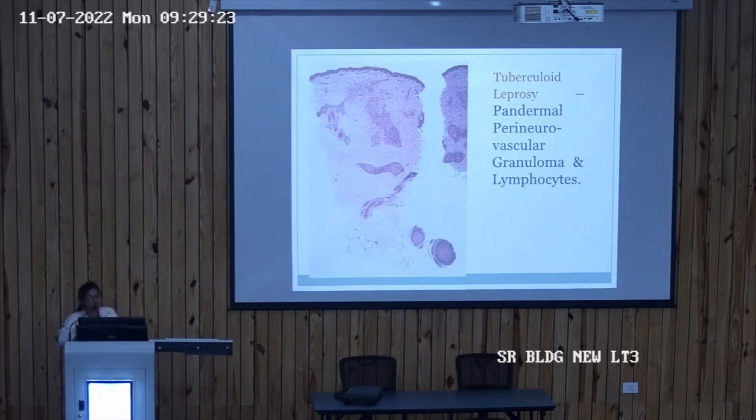So this is a picture of tuberculoid leprosy. Can you see the pink line above the dark one? That is the epidermis. This is a biopsy of skin. That is the epidermis, and below it, the whole light pink area is the dermis. So epidermis and the dermis. In the dermis you can see some patches. Can you see the patches?